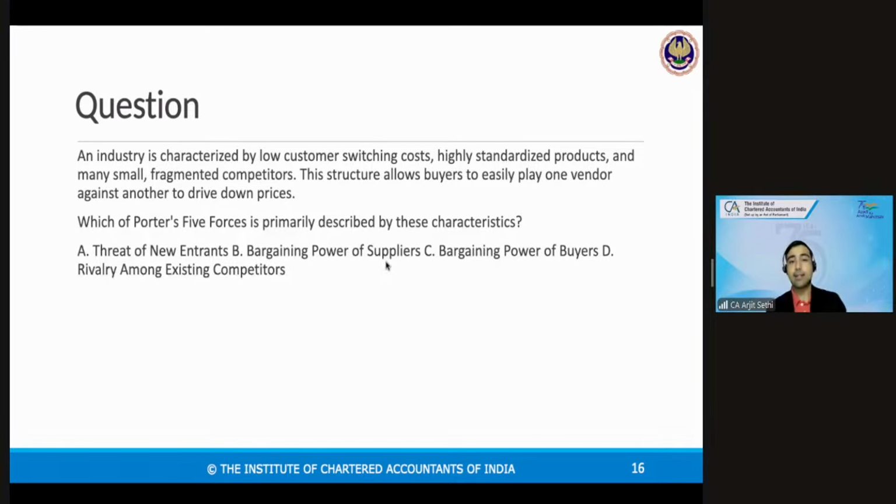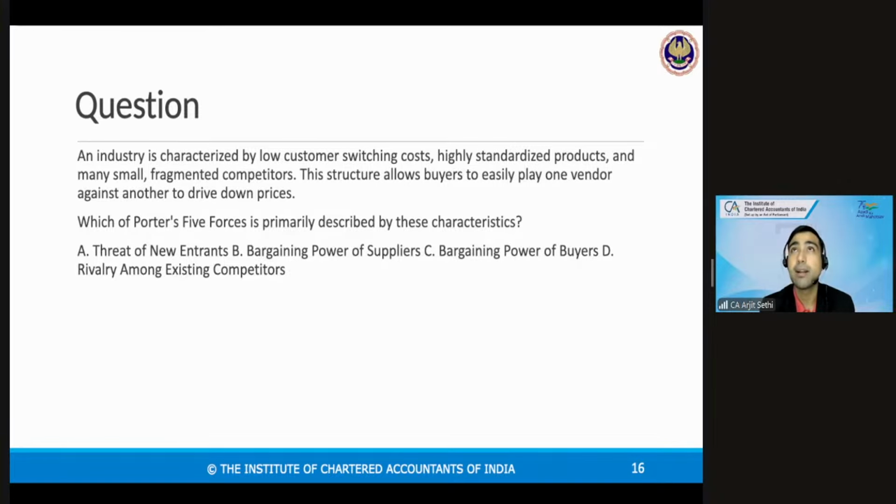An industry is characterized by low customer switching cost, high standardized products, and many small fragmented competitors. Chalo, before we get into the question, can you name one industry which has all of this? Low customer switching cost, high standardized products, and many small fragmented competitors.